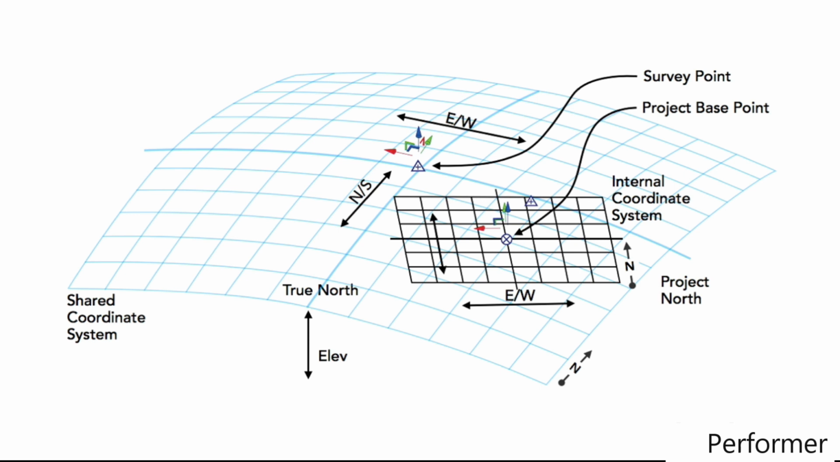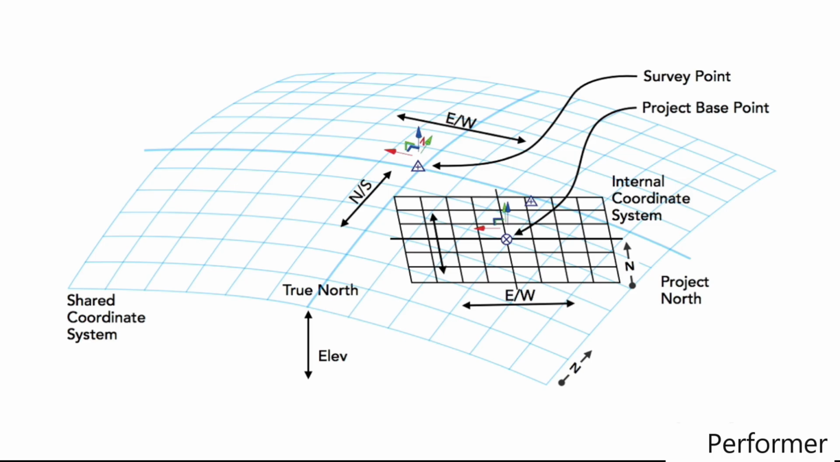So just to kind of summarize what we did in the previous chapter, we talked about an overall coordinate system, which is like this curved grid that you see here. And that coordinate system has a north direction, which we call true north. It also has an origin, and you can put your survey point at that origin or at any point along the grid.